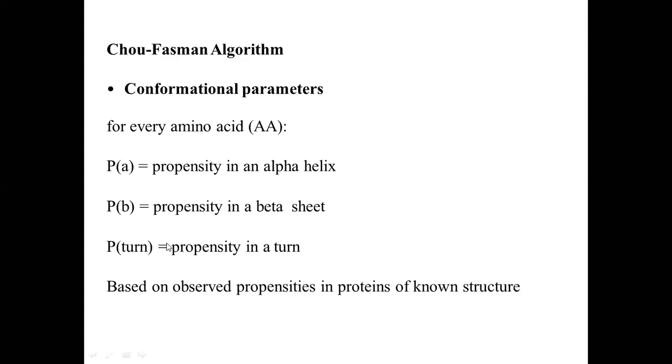Okay, we are running out of time now. I am going to summarize this slide, and then we will join the class after 5 minutes. Propensity of alpha helix, propensity of beta sheets, and turn. These are the values we will calculate in our next slide and in our next lectures. And these PA, PB, and P turn, we will explain in the formula what they are. You should keep in mind that PA means propensity in an alpha helix, PB is propensity in a beta sheet, and P turn is propensity in a turn.